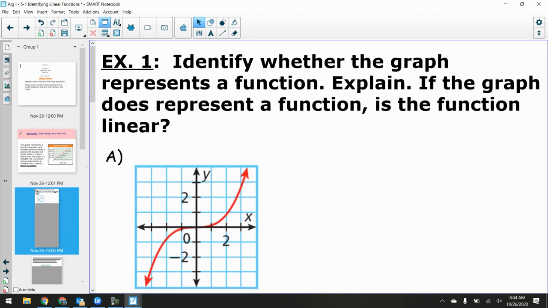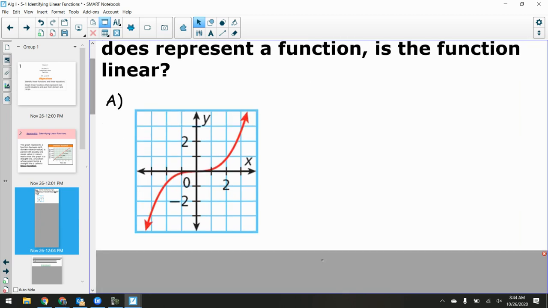Okay, so let's take a look here. Identify whether the graph represents a linear function. Explain if the graph does represent a function. Is the function linear? So first off, throw back to chapter 4. Is this a function? Yeah, it is. Does it pass the vertical line test? Yeah, it's a function. Is this linear? No, we can't put the word linear in front of it. So it's just a function. Again, I don't print guided notes for you guys to just sit there and watch me do notes.